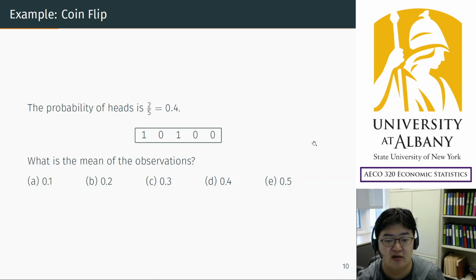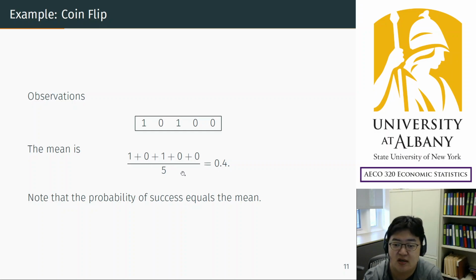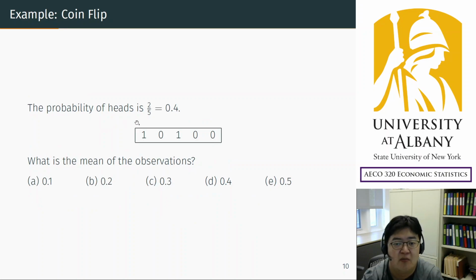And if you're done, okay, the answer is this. It's simple. Just add all the 5 numbers and divide by the sample size 5. And you know, this is the raw data, so you have to use this way. And the result is, again, 0.4. So the mean is 0.4, which happens to be the same as the probability of heads.